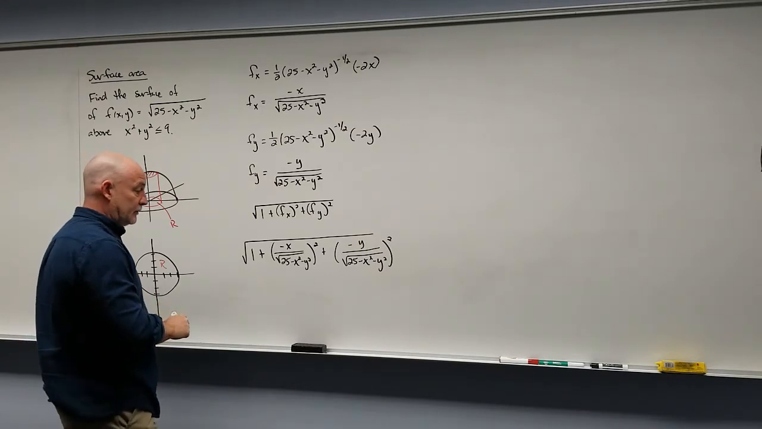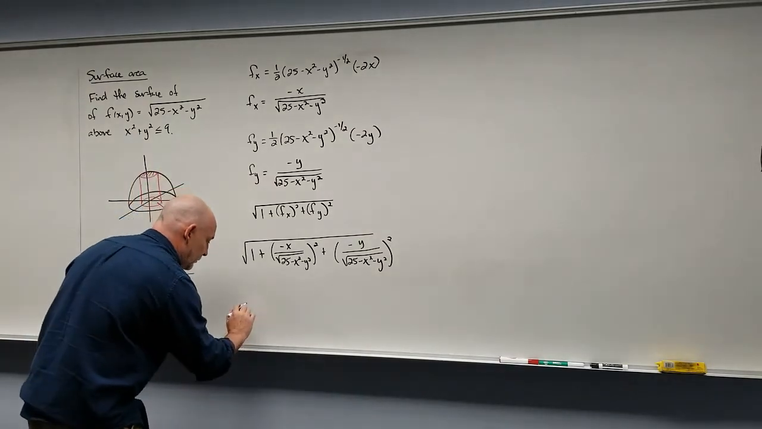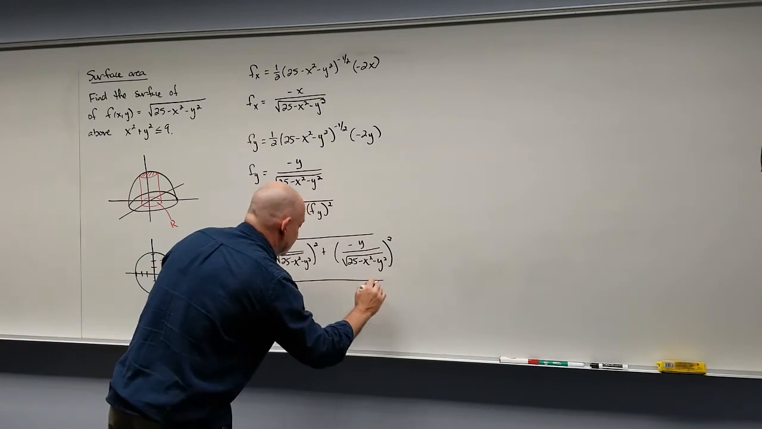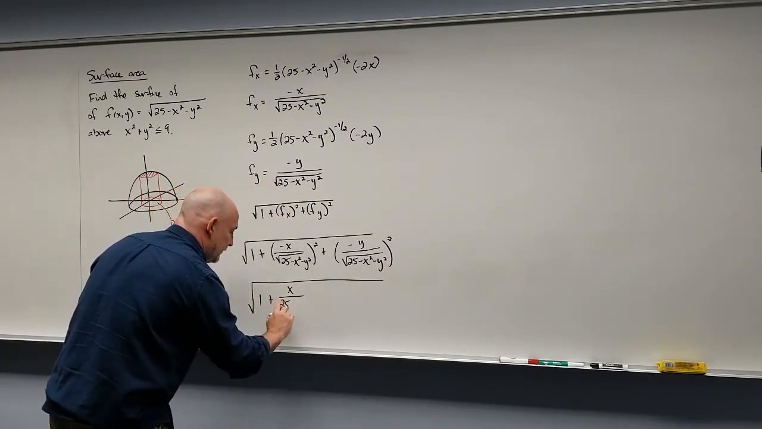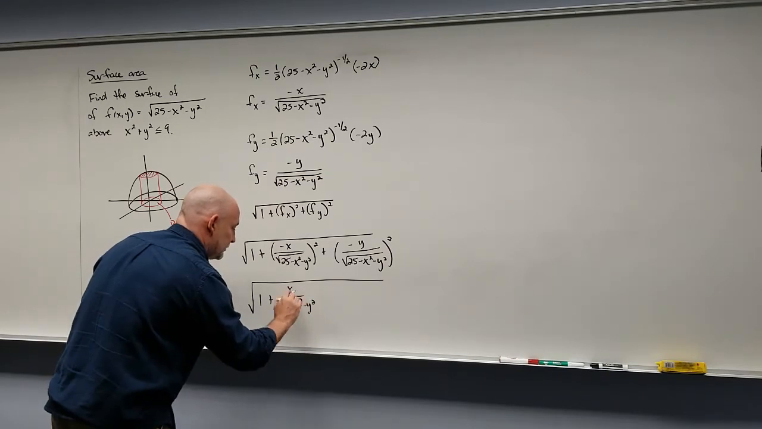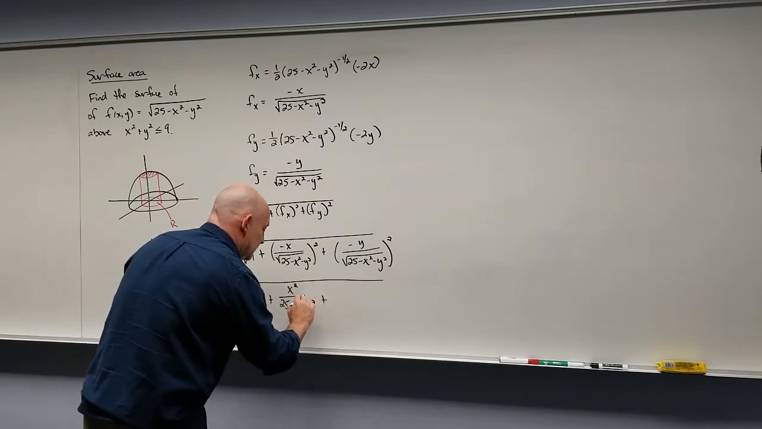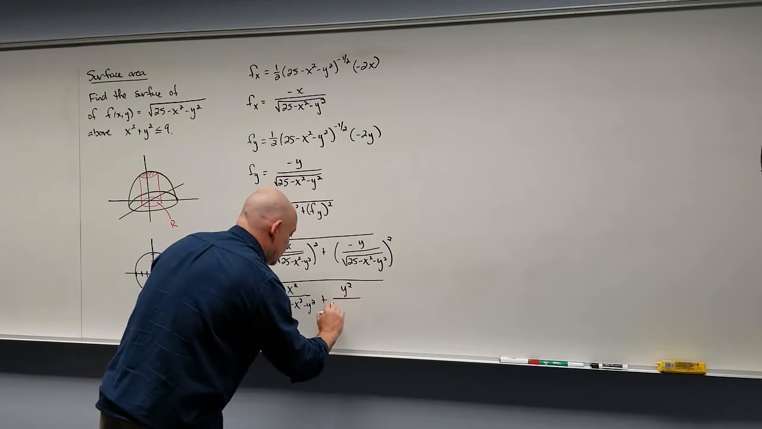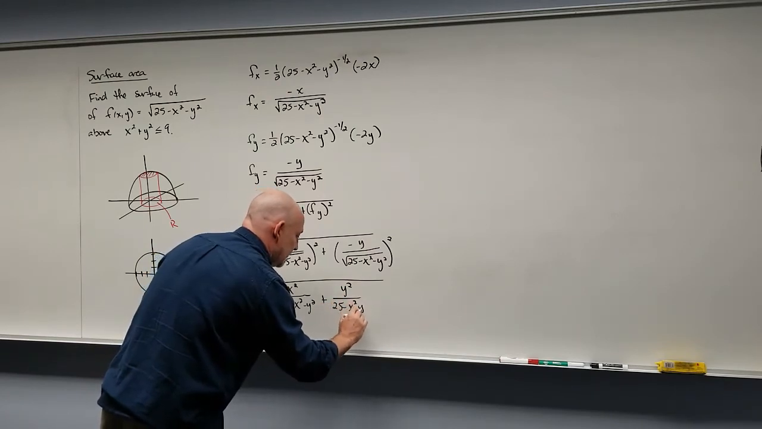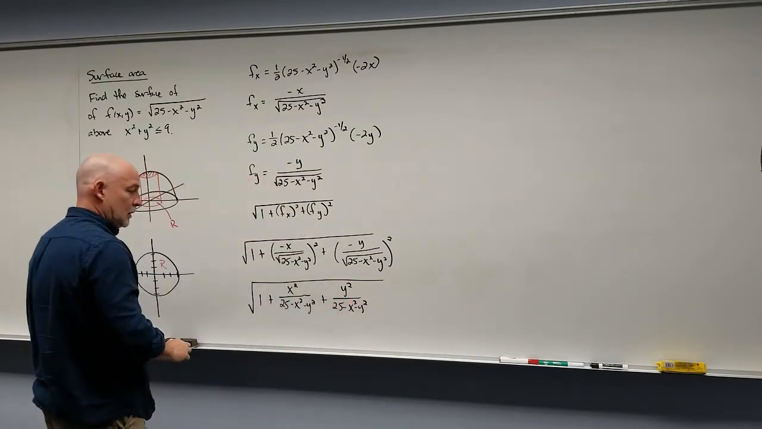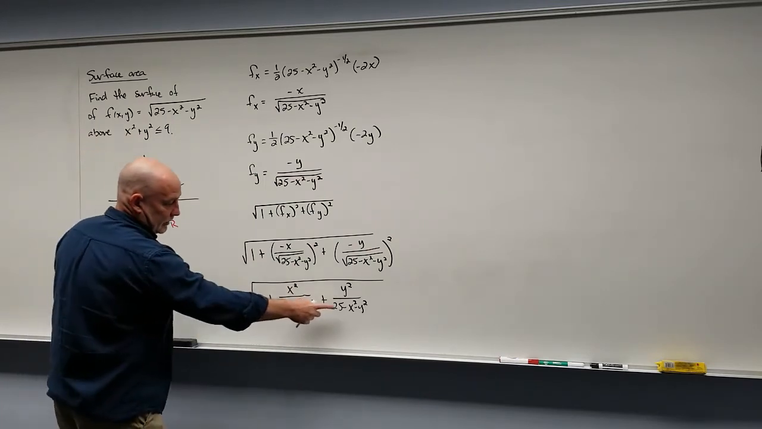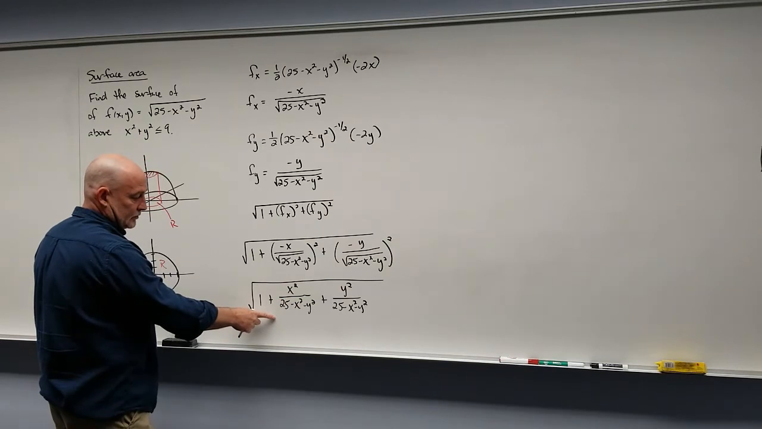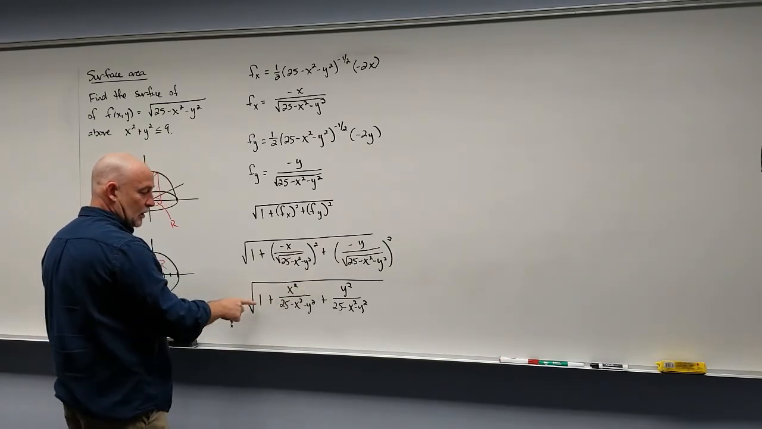Now we're going to have to integrate this, so we're probably going to want to try to clean this up quite a bit. So I'm going to squeeze one more line down here. Hopefully you guys can still see it. Of course, that's 1 plus x squared over 25 minus x squared minus y squared plus y squared over 25 minus x squared minus y squared. All right, if we get a common denominator, I'm going to skip a step here. The common denominator is, of course, the 25 minus x squared minus y squared.